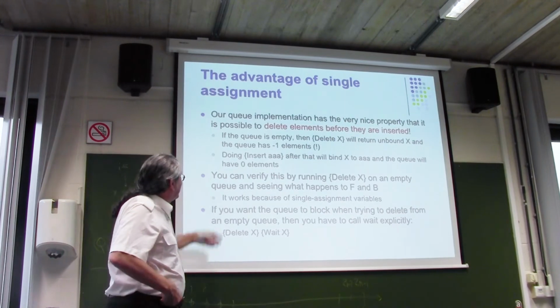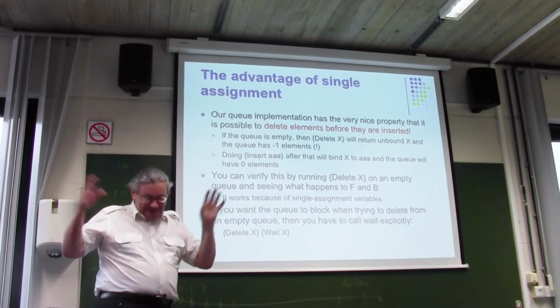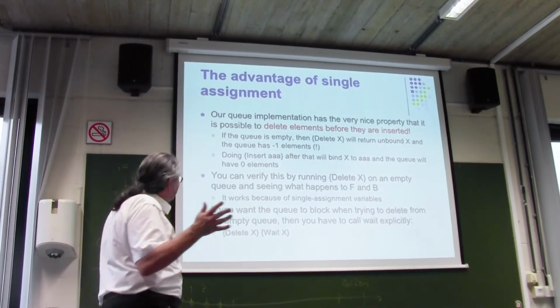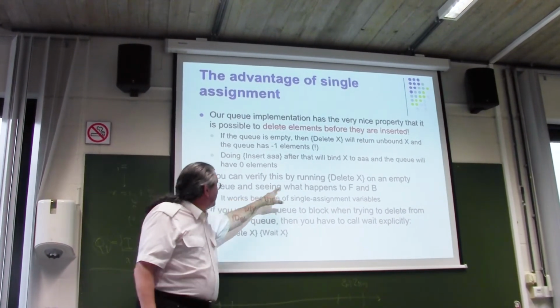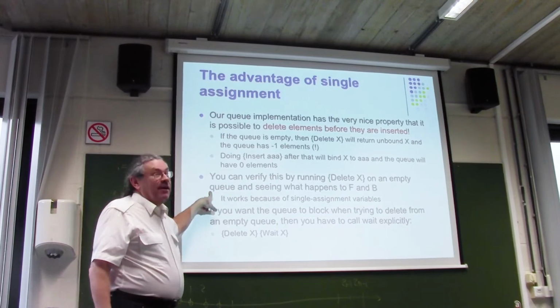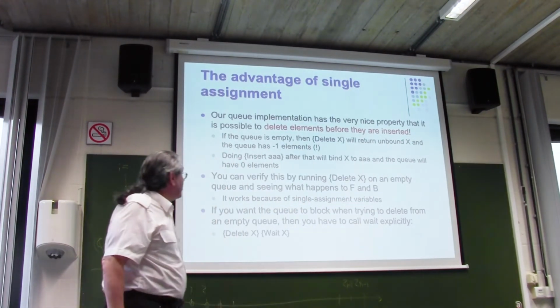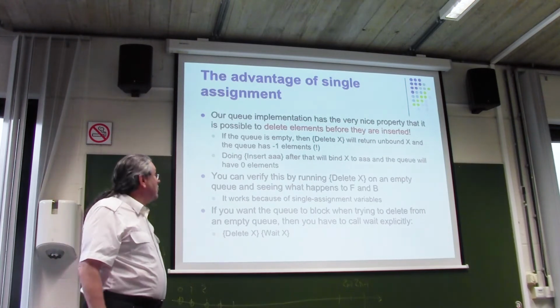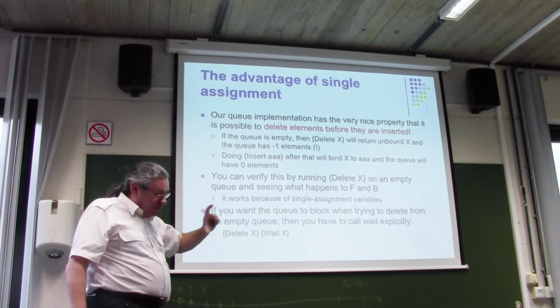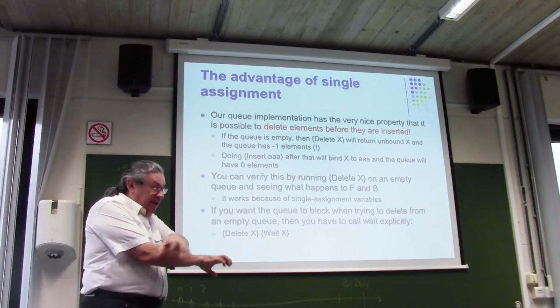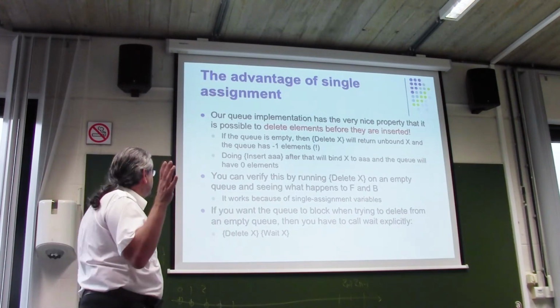How does this work? I'm not going to show you how this magic works. If you want to see how it works, try running delete on an empty queue and see what happens to the F and B variables, and then do an insert. So that means it's completely free. If I do delete and insert, I can change the order and the result is the same.